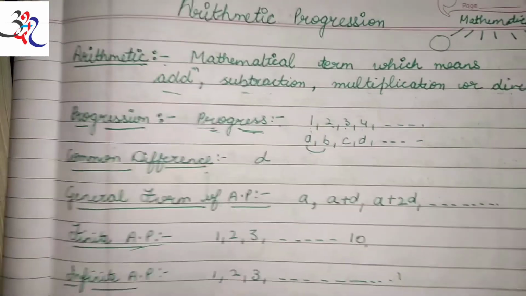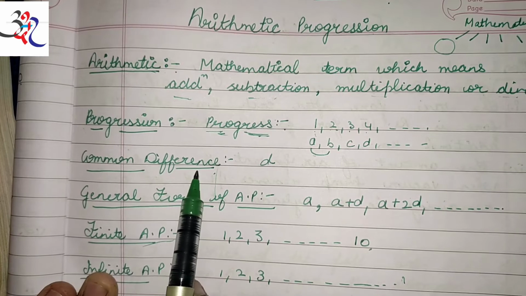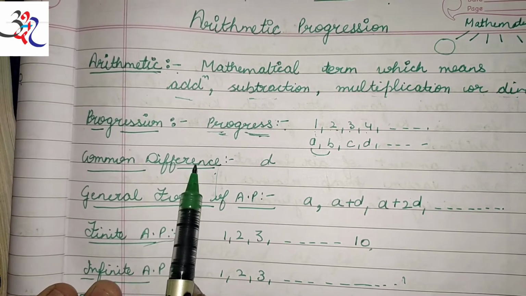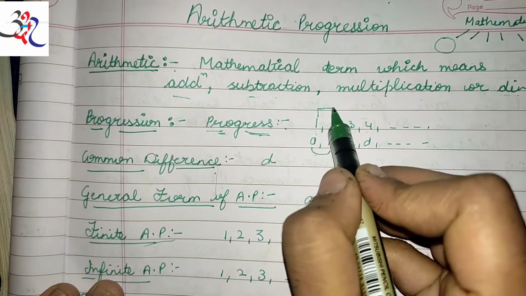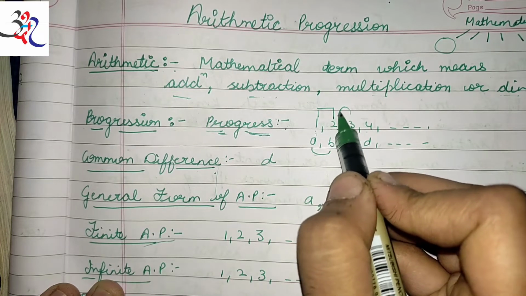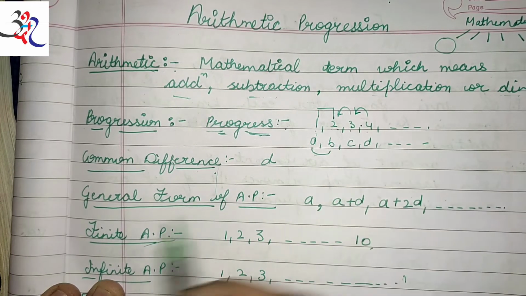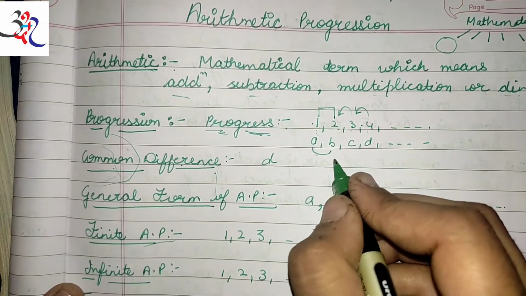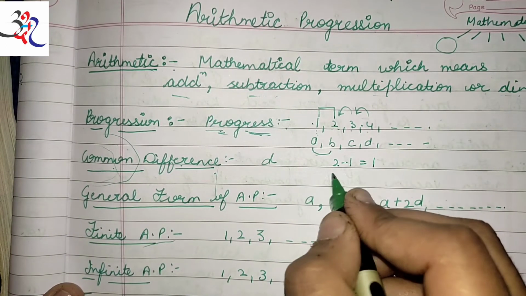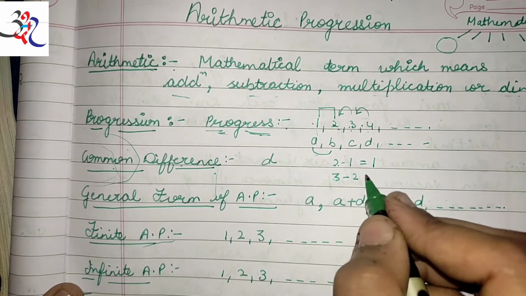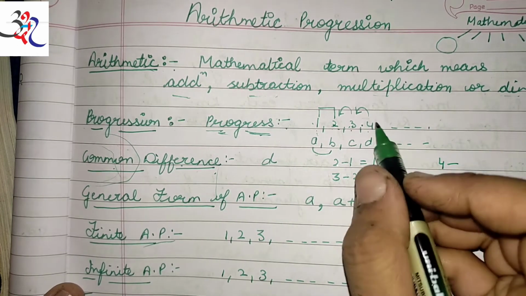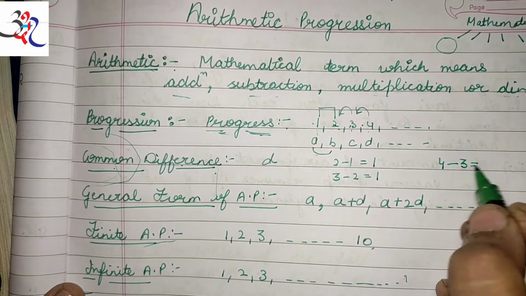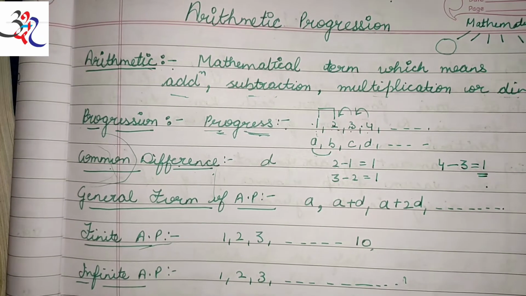And what is this common value? This common value in mathematics is called the common difference, means the difference between two consecutive numbers will always be common, means the difference will always be the same. If I say 2 minus 1 is 1, 3 minus 2 will also be 1, and 4 minus 3 will also be equal to 1.